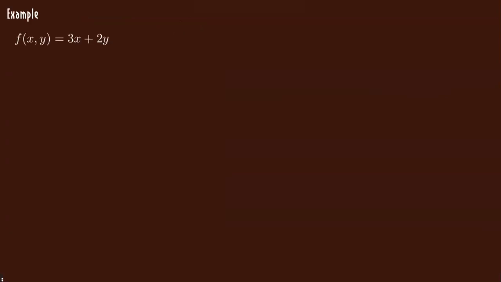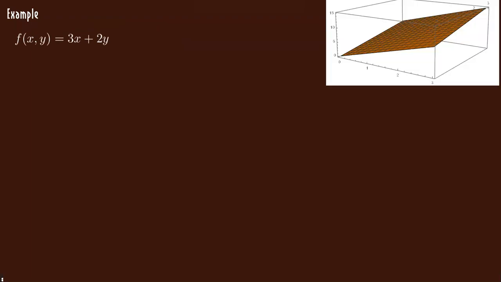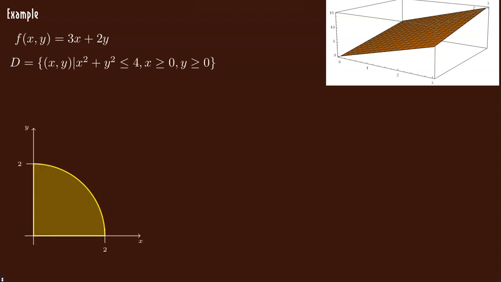Suppose I want something nice and simple. I have f of x, y equals 3x plus 2y, just a nice plane. The region I care about is x squared plus y squared is less than or equal to 4, so a circle, but x and y are both greater than or equal to 0. So that means I'm looking at this quarter circle here.